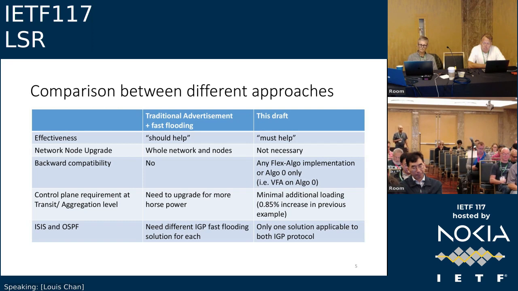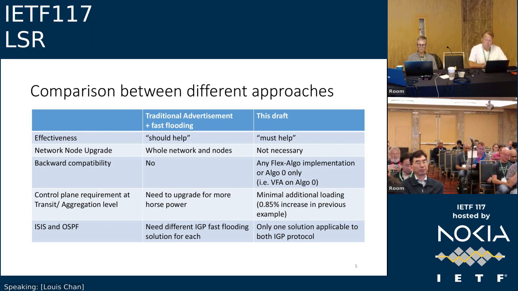There's no need to upgrade the whole boxes, because in this draft, any flex algo implementation or even algo zero implementation will be served. We have a backward compatibility mode, which we'll discuss later in the slides. And then the control plane requirements. Because we have seen in the previous slide the advertisement size, we don't need to upgrade the router with this draft. But if you use fast forwarding plus the traditional advertisement draft, you might need to upgrade the router because of the scale of the control plane. So this is important for routers in the transit and aggregation levels.